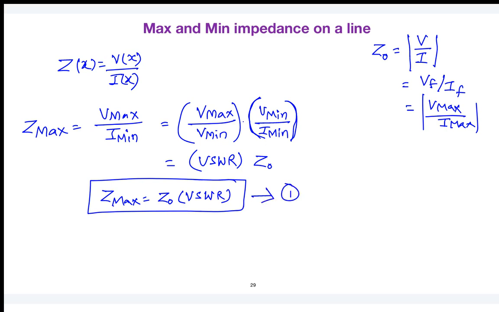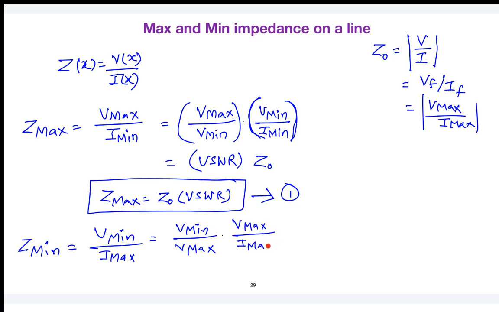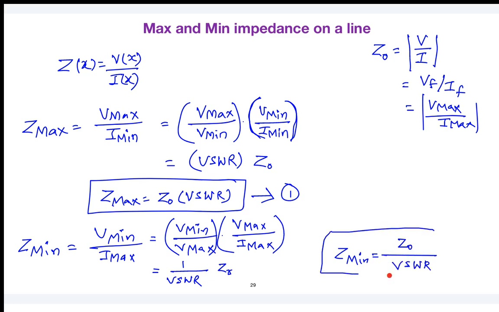Okay, so can you do it, and tell me what will be the minimum impedance in terms of VSWR? Please do the calculation in the same way and tell me Z minimum in terms of VSWR. Yeah, very good. So Z minimum can be written as V minimum by I maximum. That is V minimum by V maximum into V maximum by I maximum. The first one can be written as 1 over VSWR, and the second one can be written as Z naught. So Z minimum is equal to Z naught divided by VSWR. If any problem is given, you can use these two formulas to calculate the maximum impedance and the minimum impedance.